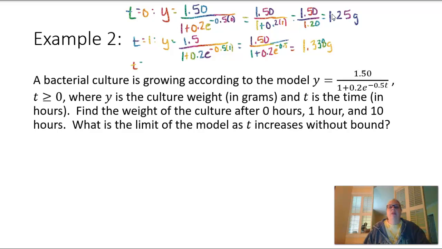And finally, we want to do this when t is equal to 10. So we'll have y is equal to 1.5 over 1 plus 0.2 times e to the negative 0.5 times 10. This is going to be 1.5 divided by 1 plus 0.2 times e to the negative 5 power. And in the calculator, this is giving me 1.498.